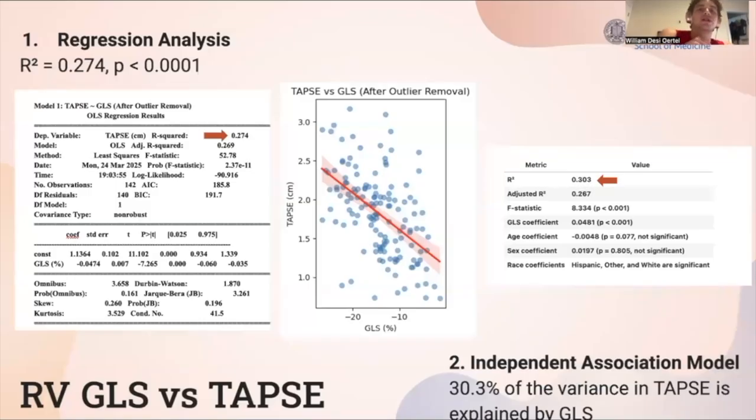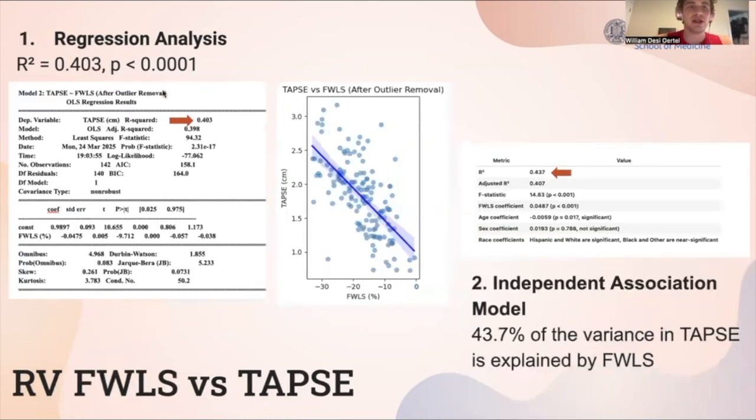To measure GLS to TAPSE, we see that the R squared value is significant with 0.274. And an independent association model adjusting for age, sex, and race found 30.3% of variance in TAPSE is explained by GLS.